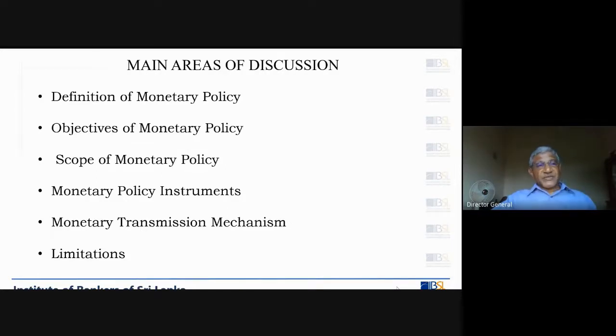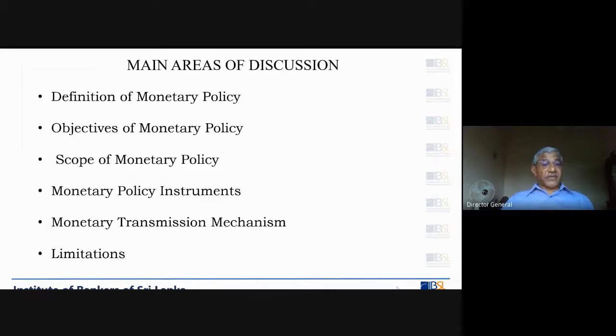Then the monetary transmission mechanism. That is a very, very important and also a little bit technical topic. That is basically how the impact of monetary policy is transmitted. Here the word transmission is there. How the impact of the monetary policy is transmitted to the real sector. Then we will go to limitations. Of course, in between, now these are the main areas. In between, we will discuss what the central bank has been doing under monetary policy.